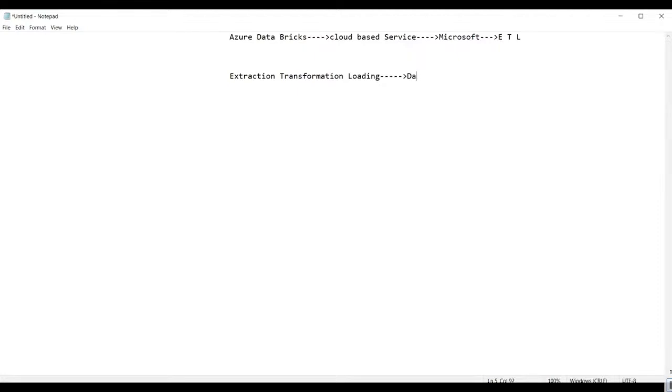This process of extraction, transformation, and loading is a process of data summarization. For the process of ETL, we require the following. What is that? We require the source.